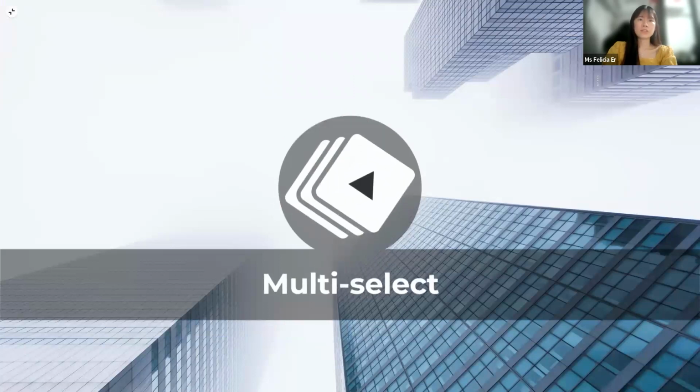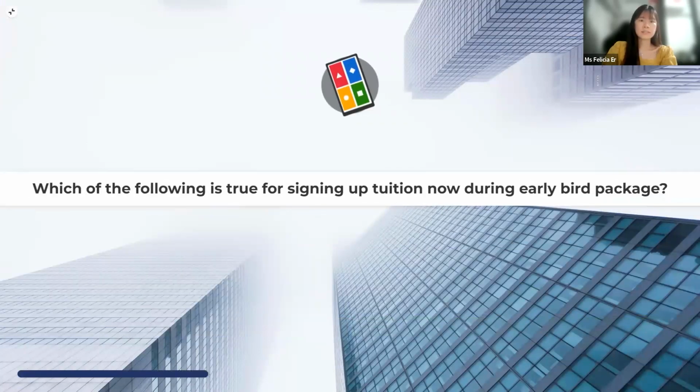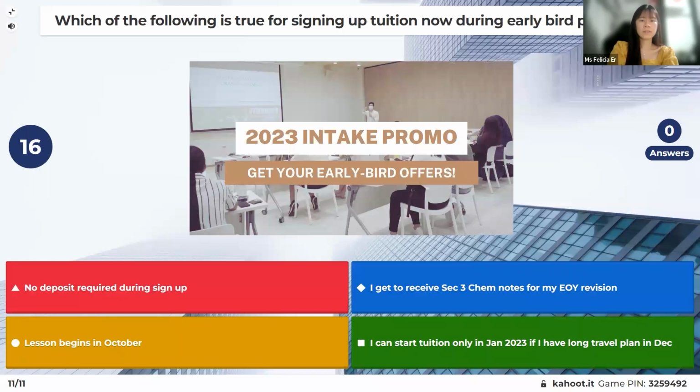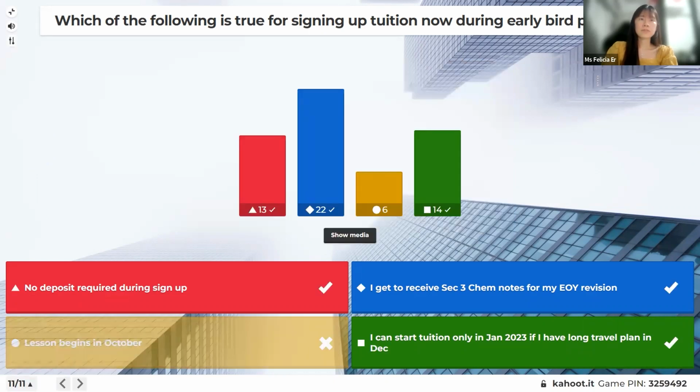I think this is the last question already. So this one by right should be able to score. I told you already, I purposely give a lot of correct answers some more. Yeah, and lessons don't start in October. Lessons start only in December. Because I tell you the tuition is for Sec 4, not for Sec 3 tuition.